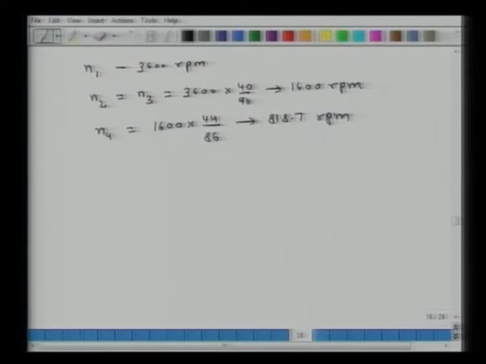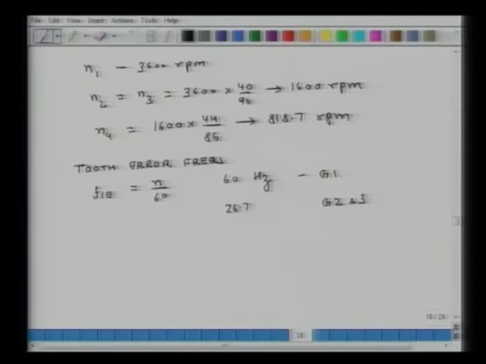So now I find different fundamental frequencies. So tooth error frequencies. F1E is what? N over 60, right? So for gear 1, it's 60 hertz. For gears 2 and 3, it is 26.7 hertz. And for gear 4, it's 13.6 hertz. Okay? So remember this.